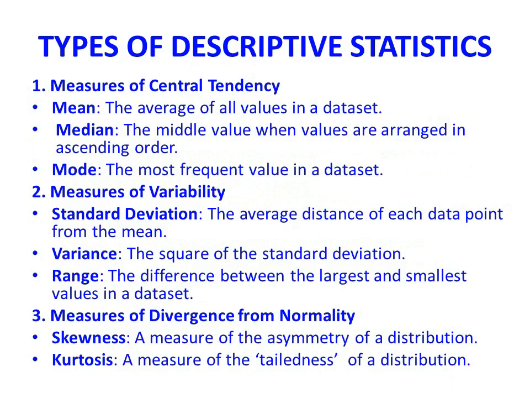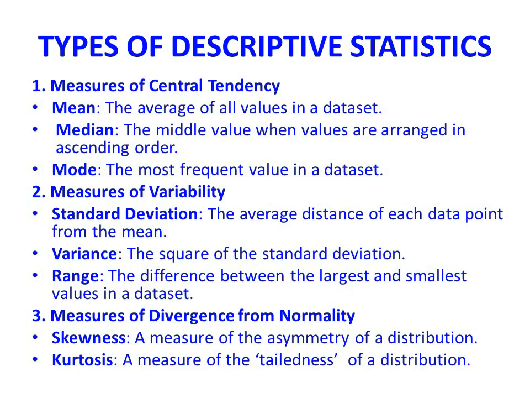The types of descriptive statistics are: 1. Measures of central tendency. The major measures of central tendency are arithmetic mean, the average of all values in a dataset; median, the middle value when values are arranged in ascending order; and mode, the most frequent value in a dataset. 2. Measures of variability. The measures of variability are standard deviation, the average distance of each data point from the mean; variance, the square of the standard deviation; and range, the difference between the largest and smallest values in a dataset.